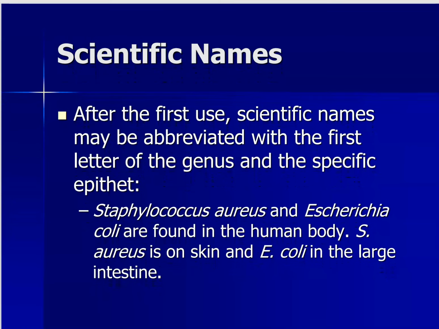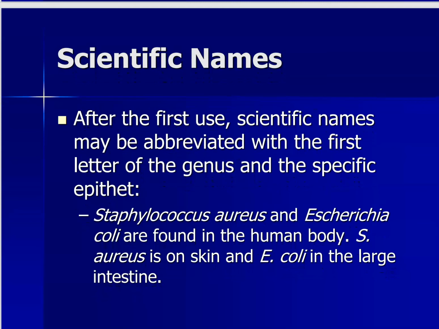Here's another set of rules. After the first use, you don't have to spell out the entire name again. So if you refer one time to Staphylococcus aureus or Escherichia coli and you've spelled it out fully once, the next time you're using the same species, then you can abbreviate it S. aureus or E. coli.